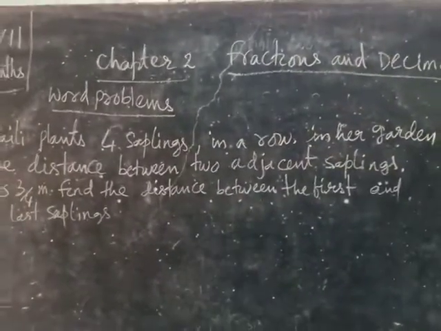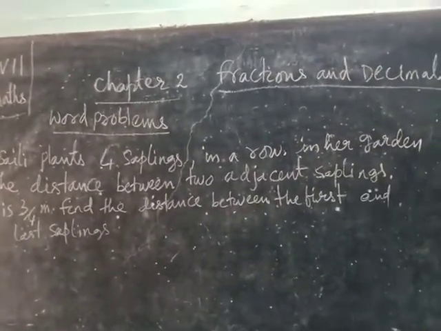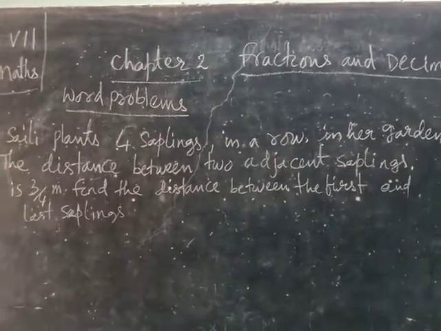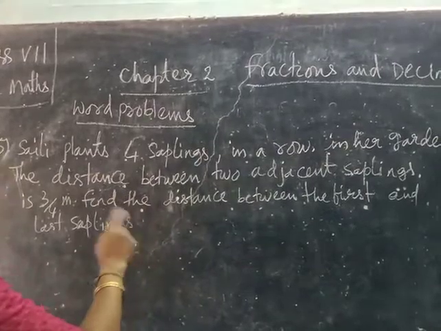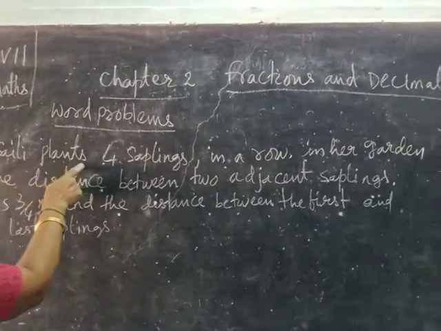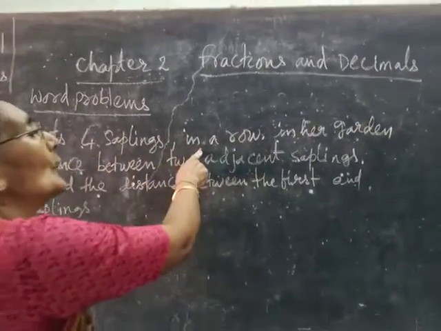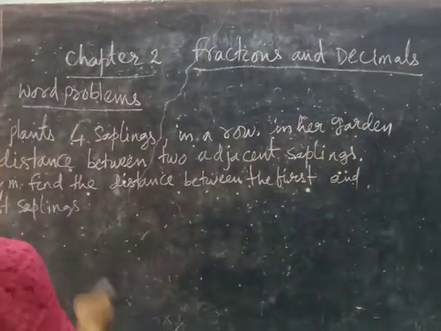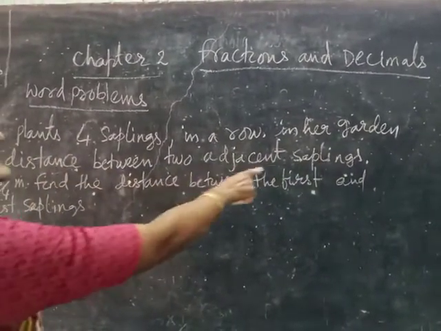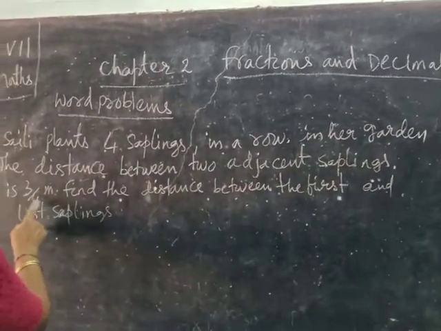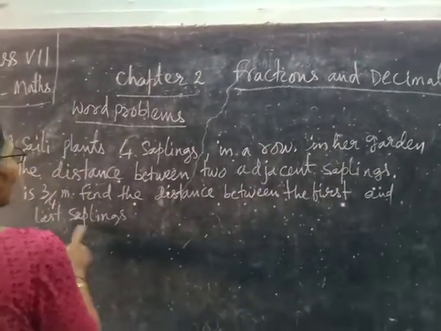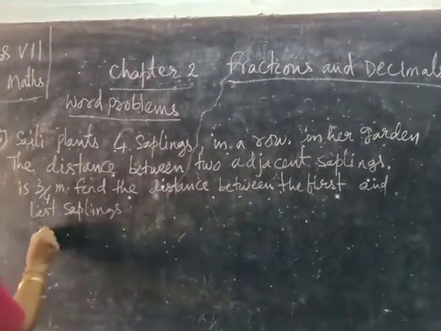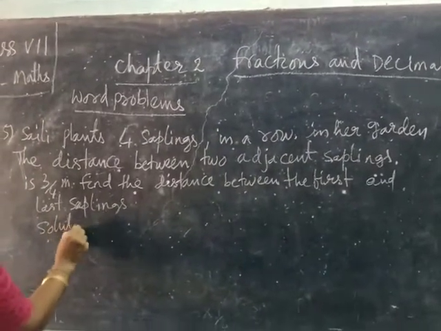Now, what problems will we study? Number 5 in that exercise: Saili plants 4 saplings. Listen: Saili plants 4 saplings in a row in her garden. The distance between 2 adjacent saplings is 3/4 meters. Find the distance between the first and last sapling. So, what is the solution? First you will try.